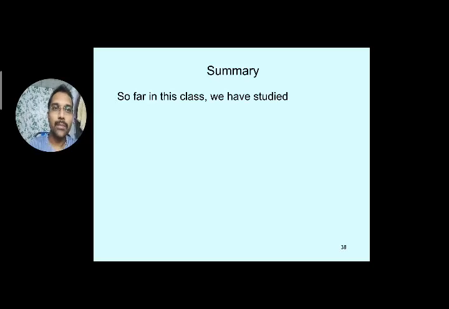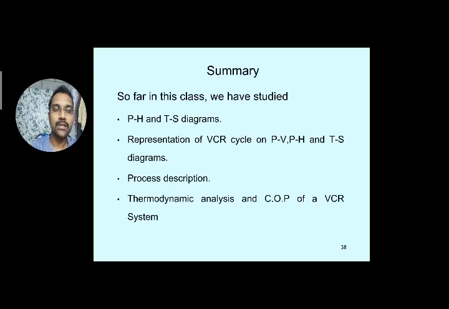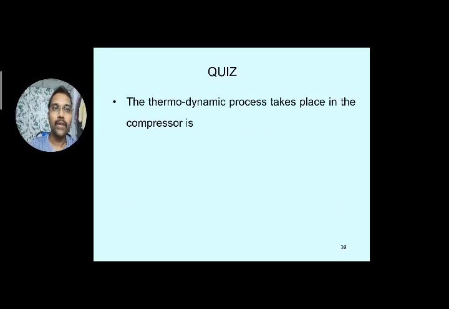Right. So coming to the summary, we have seen the pH and TS diagrams and the representation of the VCR cycle on the PV diagram, TS diagram, PS diagram, thermodynamic analysis, process descriptions, and the COP formula of the VCR system. So we have seen a lot of things in this, and the analysis of these diagrams and graphs. We have seen the same process again, and some formulas for how to find the COP. And here we have the quiz, so you can read out these things.